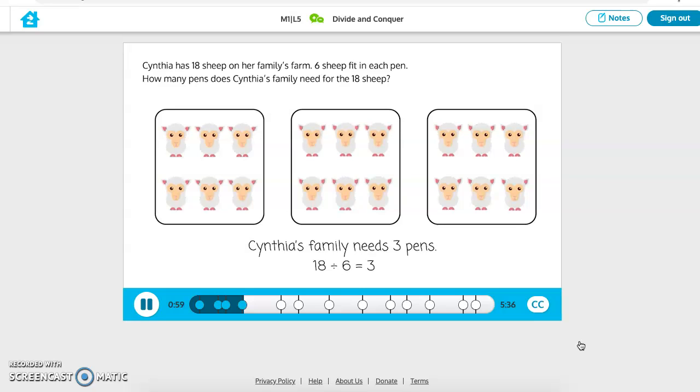We knew the total, 18 sheep. We divided them into groups of 6 sheep. Then we figured out that meant 3 groups of sheep in all. You've got it.